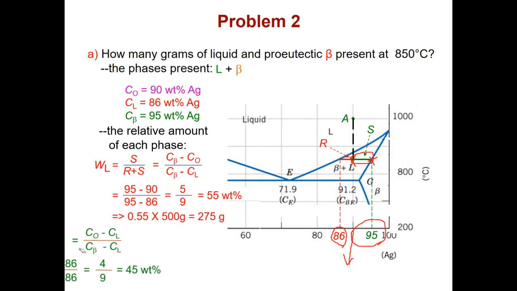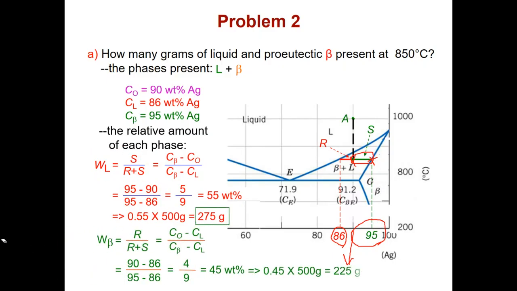And of course, what is left is the solid phase, and we don't really need to compute it, but if we want, we can just apply the same principles. This time, we will be dividing the shorter portion of the tie line by the total length. So R divided by R plus S gives us 45%, and multiplied by 500 grams, it gives us 225 grams of solid phase, which is proeutectoid alpha for this given example.